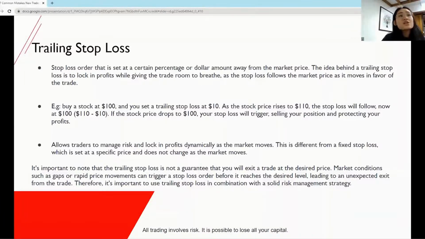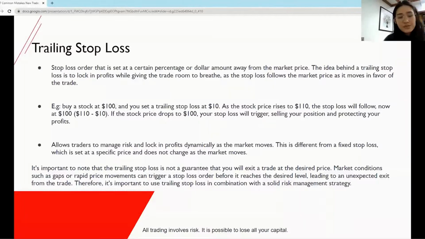Okay, so we have trailing stop loss, which is the last part of our risk management. So trailing stop loss is a type of stop loss order that is set at a certain percentage or dollar amount away from the market price. So the idea behind a trailing stop loss is to lock in profits while giving the trade room to breathe, as the stop loss follows the market price as it moves in favor of the trade.